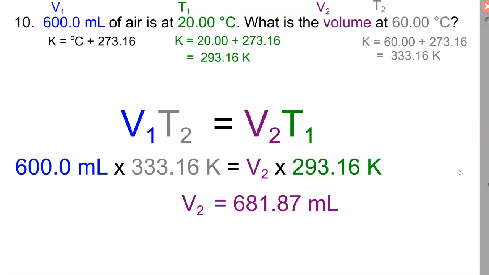In this case, I'm solving for V2. So on the left, I'm going to multiply my two variables of V1 and T2, and then I'm going to divide by T1. When I do that, units of Kelvin will cancel, leaving me only units of milliliters, which would make sense since we're solving for volume. Please pause this video, work through this problem on your own, and make sure you can get my number.